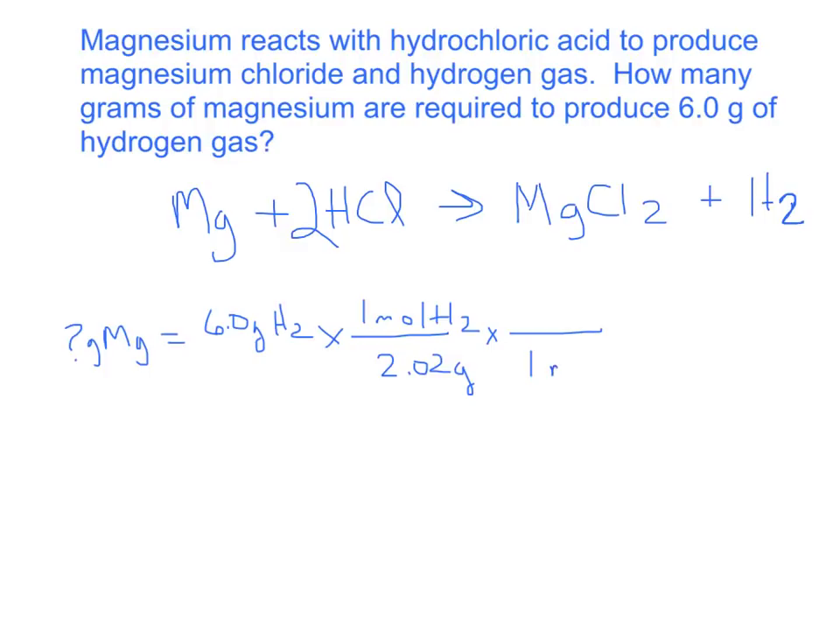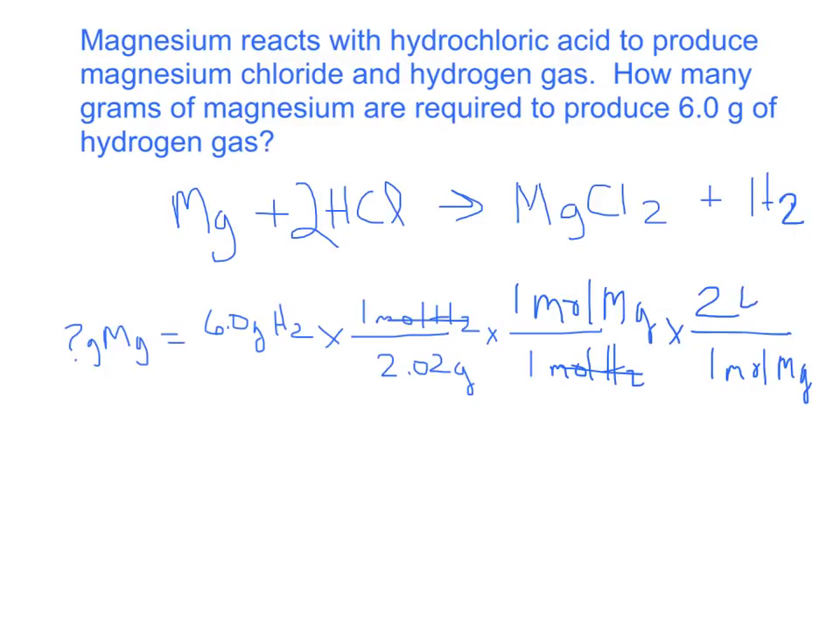So 1 mole of H2 is going to come from 1 mole of magnesium, so they are equimolar, we say. And then a mole of magnesium has the molar mass of 24.3 grams, right off the periodic table. And with our moles of magnesium, all of our units have divided out except grams of magnesium.